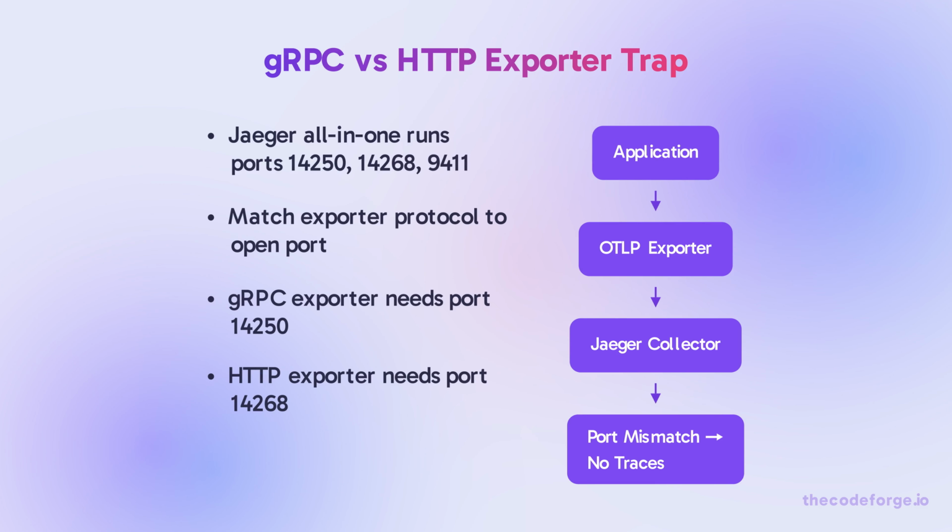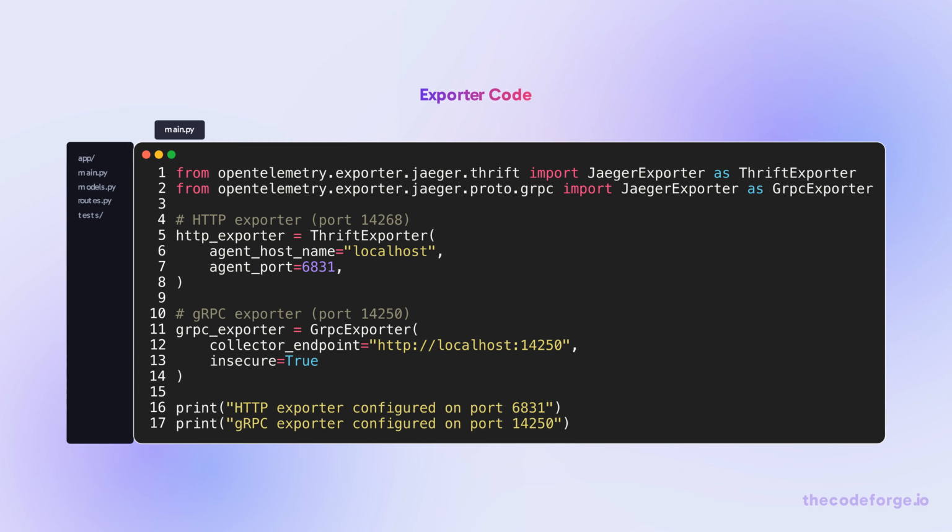Most beginners copy-paste a Jaeger exporter configuration and wonder why traces never show up. The culprit is almost always the gRPC endpoint. Match your exporter to Jaeger's open port. This code shows both HTTP and gRPC exporters. Ensure you use the correct one for your Jaeger setup. Kubernetes often exposes only one port, so validate connectivity.